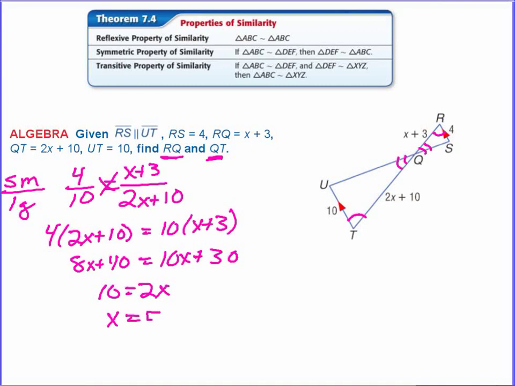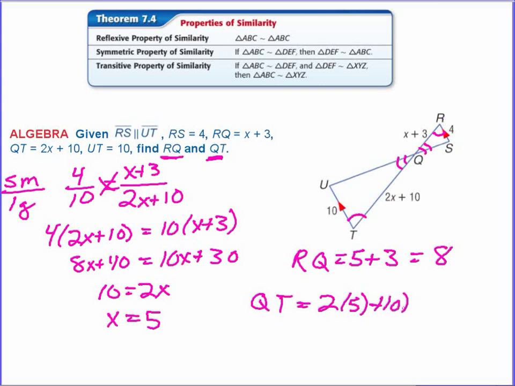We are not done. Always go back and check that you've solved for what it's asking. So it wants us to plug x back in to RQ and to QT. So RQ is equal to 5 plus 3, which is equal to 8. And then QT is equal to 2 times 5 plus 10, which is 20.